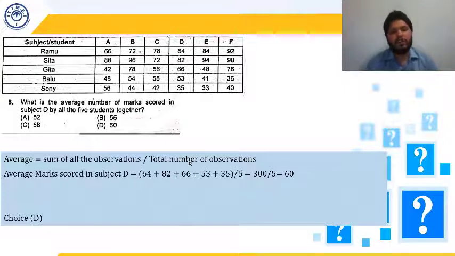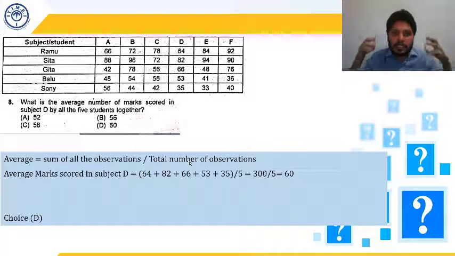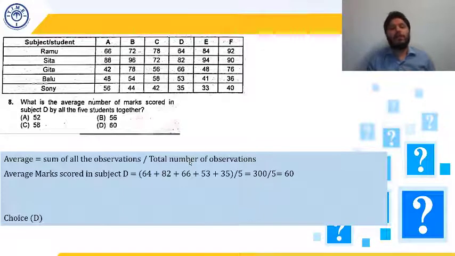I hope it is clear. What is average? How to calculate average? Sum of all the observations divided by the total number of observations. So here are 5 observations, 5 friends: Ramu, Sita, Geeta, Balu, Soni, and they have got 64, 82, 66, 53 and 35 marks. So we have to add all of these marks and divide by the total number of persons, which is 5. So 300 divided by 5 is going to be 60. I hope it is clear.